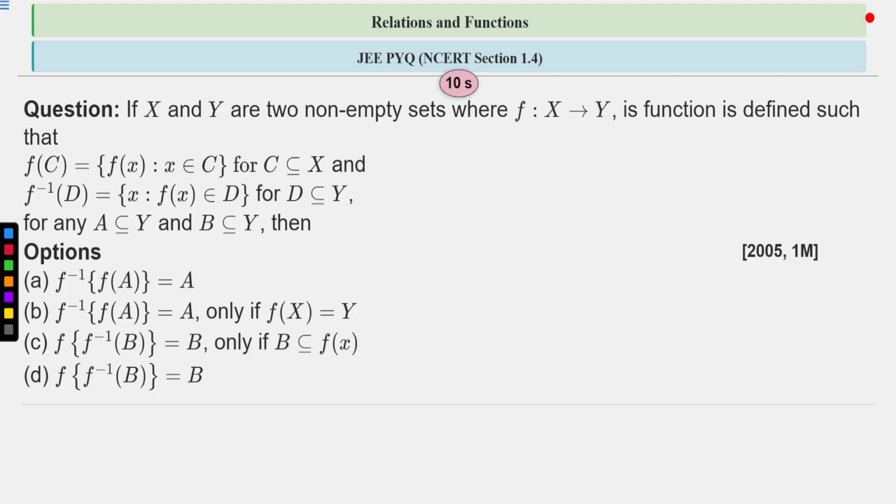So in this way, you can try to think about this question. You have 10 seconds to solve or think about this question. After that, we will discuss the solution part. Okay, let us move to the solution part.